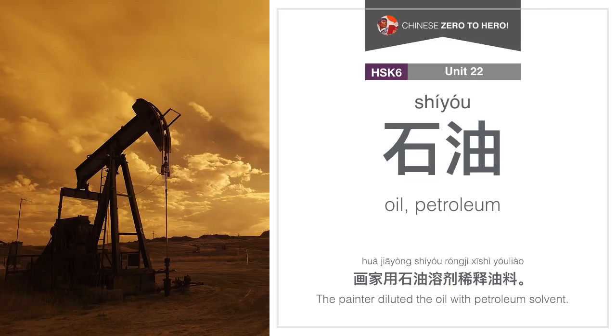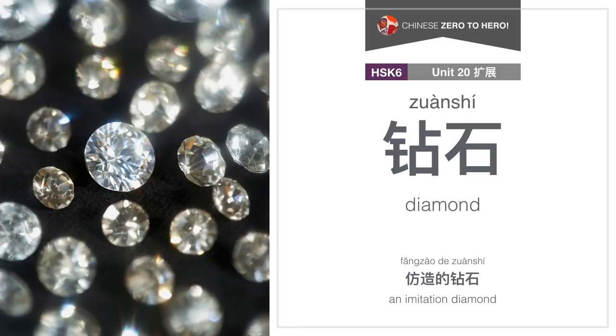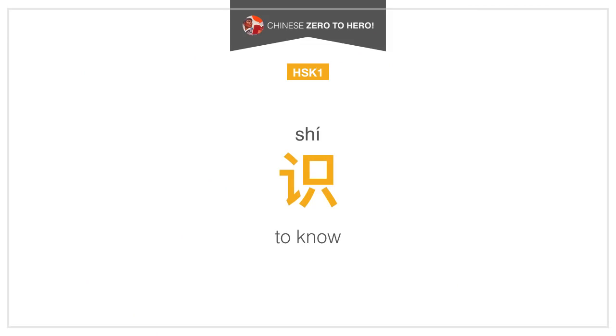In HSK 6, we also learn 石油 meaning oil or petroleum. 画家用石油溶剂稀释油料 The painter diluted the oil with petroleum solvent. In HSK 6, we also learn 岩石 meaning rock, as in rock formations. 河水侵蚀了两岸的岩石 The river eroded the rocks on both sides. In HSK 6, we also learn 钻石 meaning diamond. 仿造的钻石 an imitation diamond.